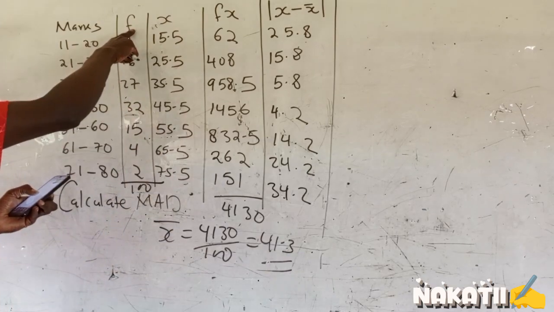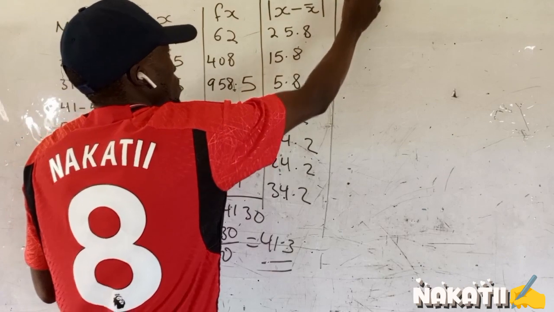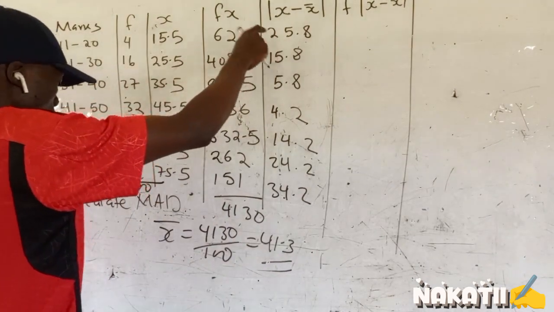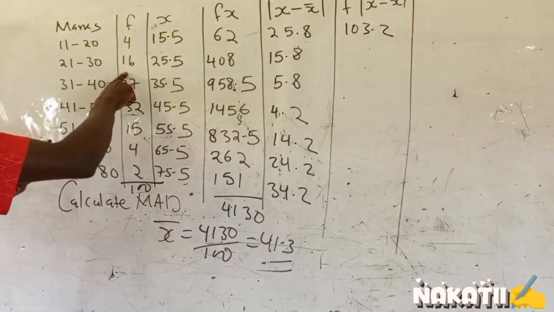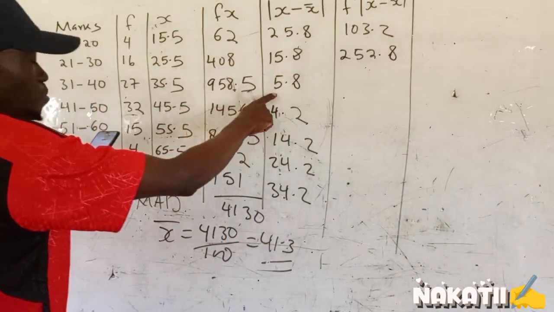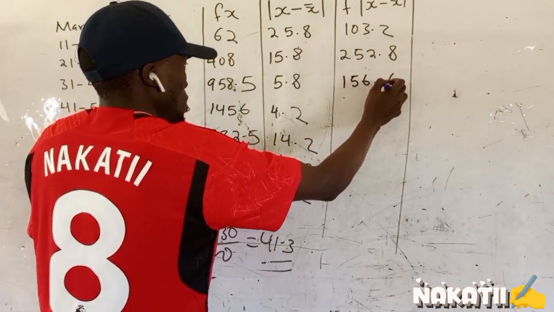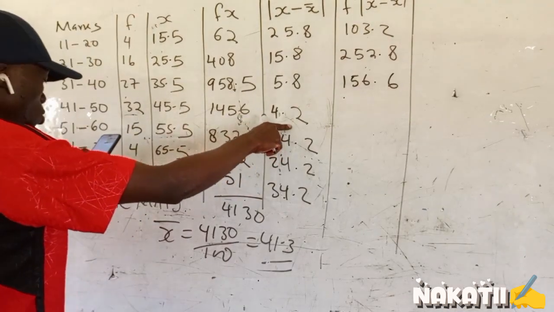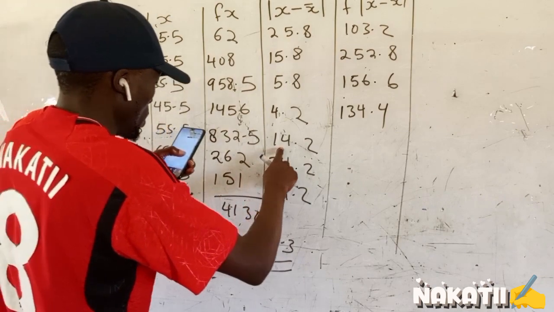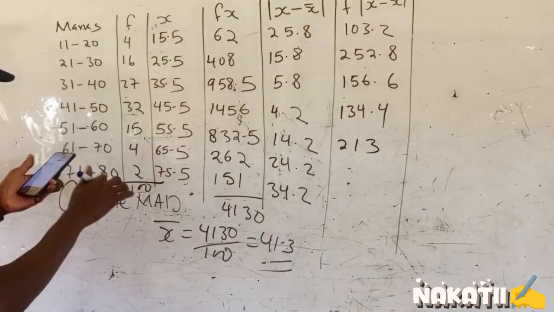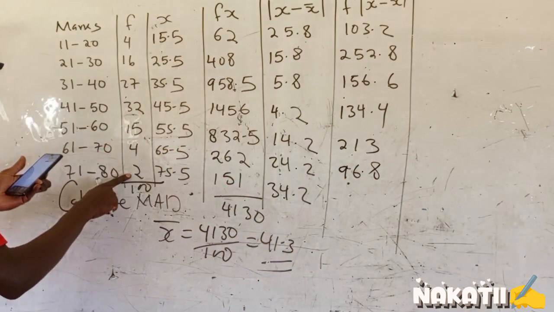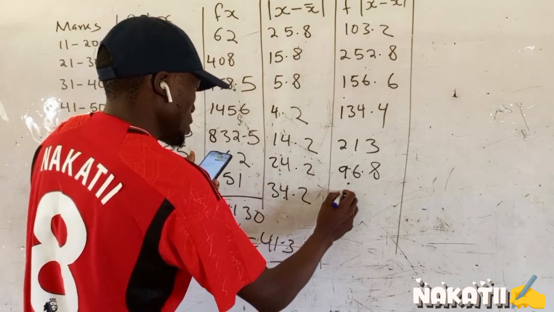Then we multiply f by this column. We're going to have f multiplied by the absolute value of x minus mean. So we multiply 4 times 25.8, which gives 103.2. Then 16 times 15.8 gives 252.8. 27 times 5.8 gives 156.6. 32 times 4.2 gives 134.4. Then 15 times 14.2 gives 213. Then 4 times 24.2 gives 96.8. And lastly, 2 times 34.2 gives 68.4.